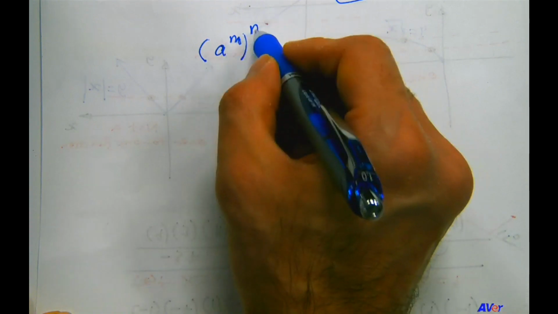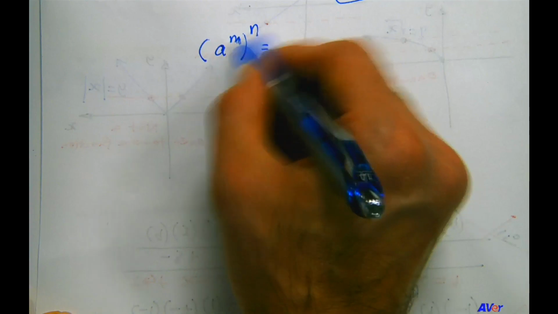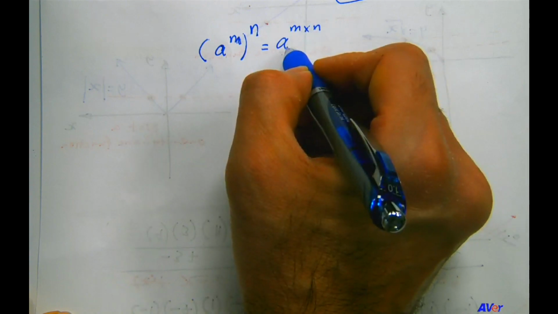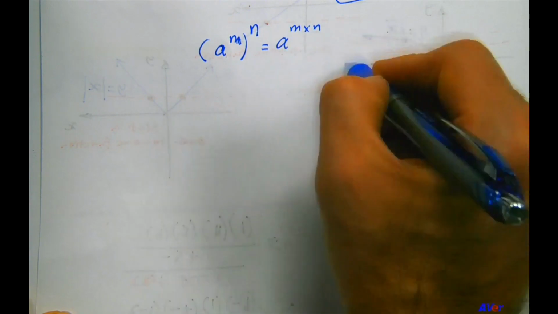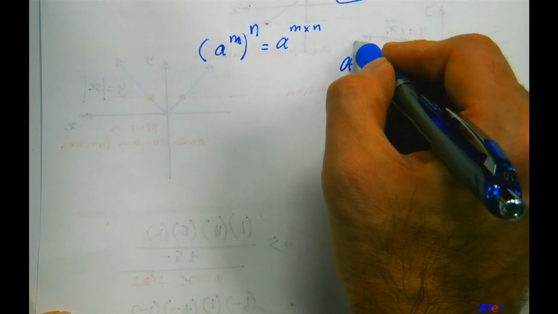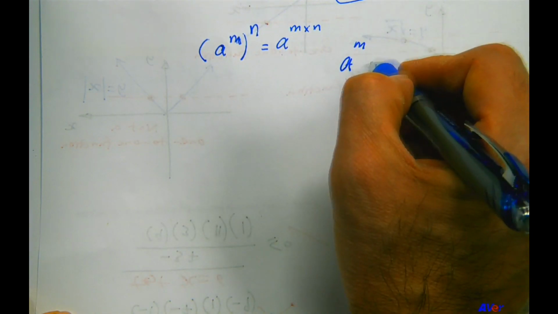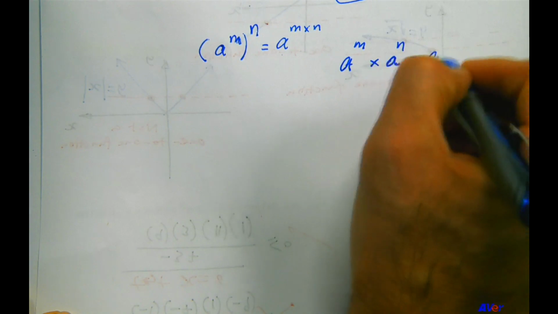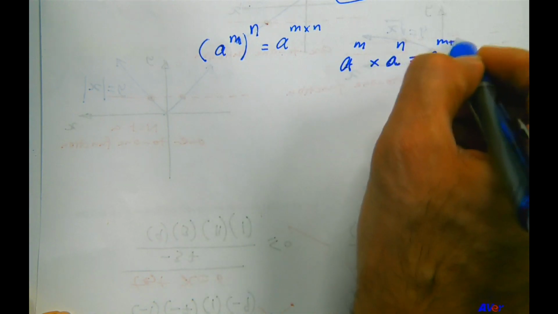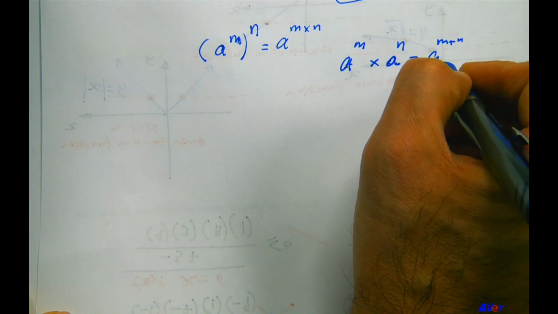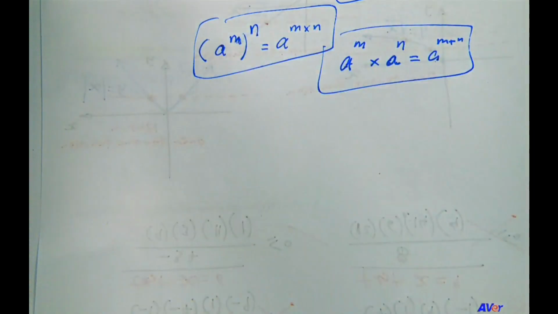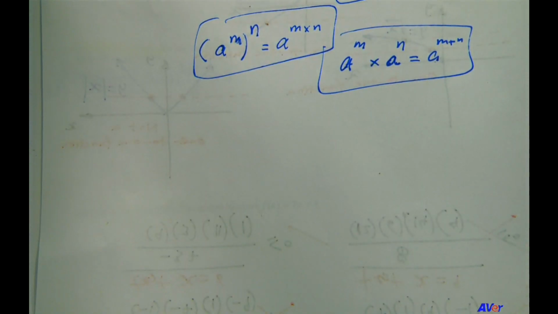We know that if we have a power on the outside and a power on the inside, the two multiply each other. So a^m raised to the n is a^(m times n). And if we have some base a to some power m times a to some other power n, then because the bases are the same, we can add the powers, m plus n. These are two of the several properties of exponents, and you should know those.